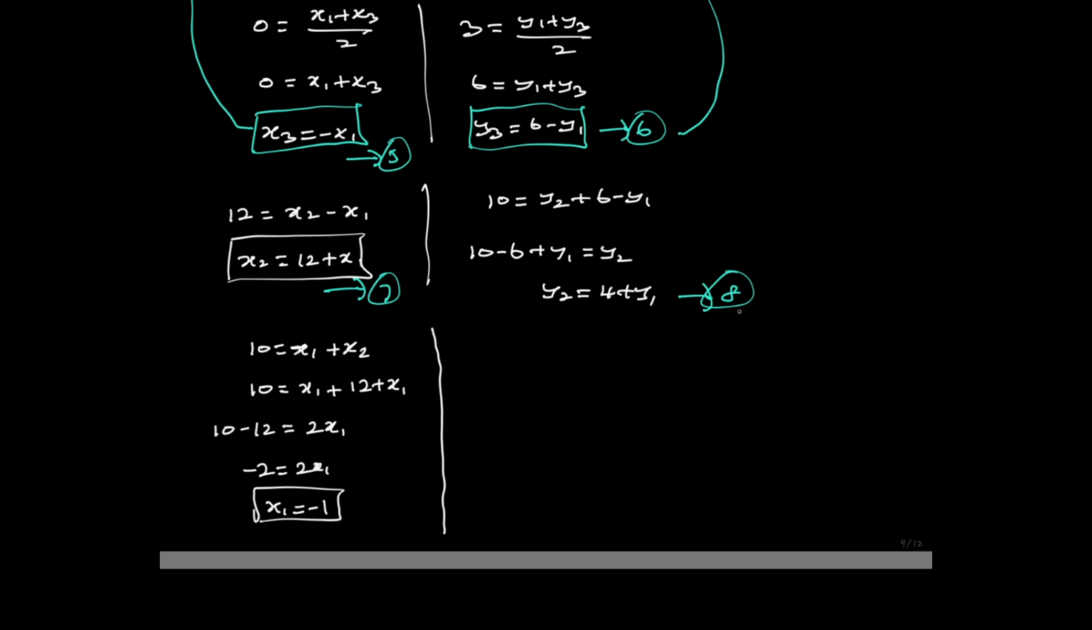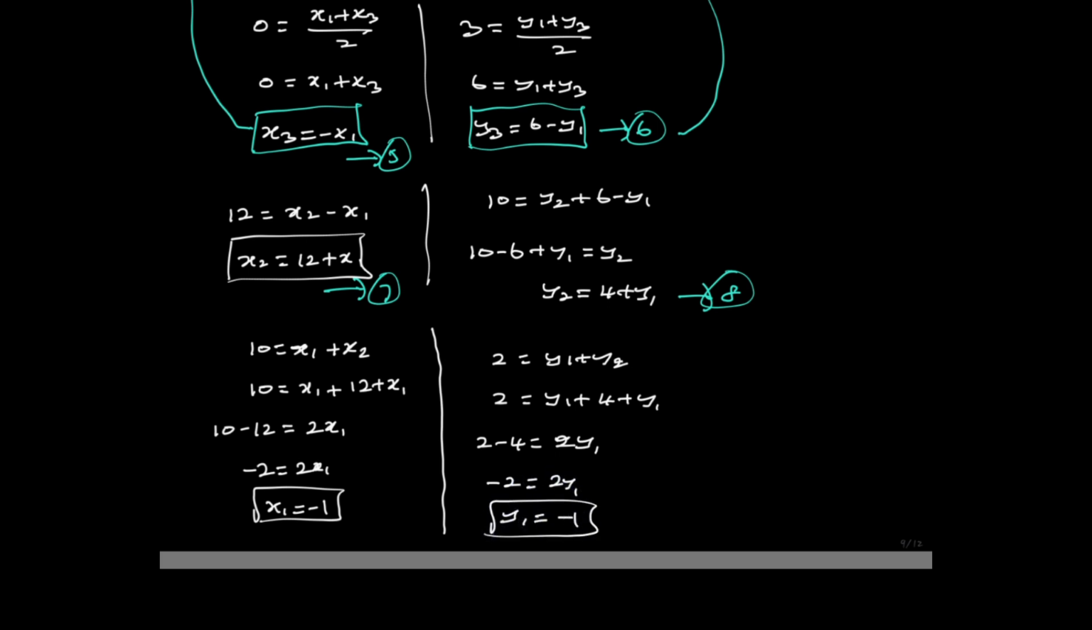Similarly, substitute the 8th equation in the second equation. Actually the second equation is 2 equal to y1 plus y2. This is the second equation. Now substitute the 8th equation in this equation. So 2 equal to y1 plus, instead of y2, 4 plus y1. So 2 minus 4 equal to 2y1. So minus 2 equal to 2y1. Then y1 equal to minus 1. So we found the value of y1, that is minus 1.